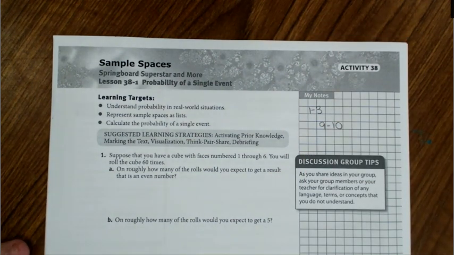Question number 1 starts off by saying, suppose that you have a cube with faces numbered 1 through 6. You will roll the cube 60 times. On roughly how many rolls would you expect to get a result that is an even number? On roughly how many of the rolls would you expect to get a 5? And on roughly how many of the rolls would you expect to get a number that is 5 or more?